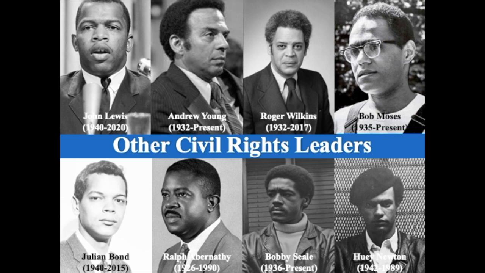Andrew Young also lived extensively in Georgia and was part of the executive committee of the Southern Christian Leadership Conference and a close friend and confidant of Martin Luther King Jr. Young would go on to become a congressman from Georgia as well, an ambassador to the United Nations, and mayor of Atlanta from 1982 to 1990.